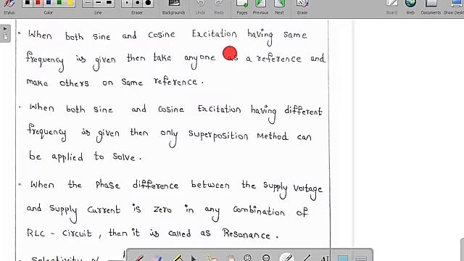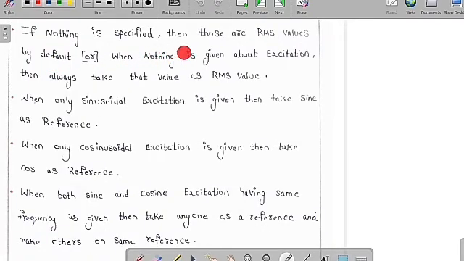When both sine and cosine excitations having the same frequency are given, if nothing is specified, then those are the RMS values by default. When nothing is given about the excitation, whether it is a maximum value or the RMS value, then always take that value as the RMS value.